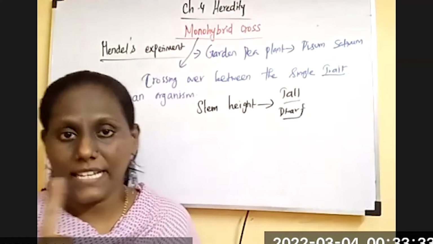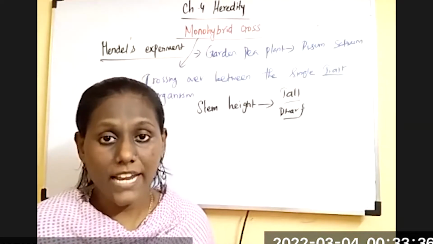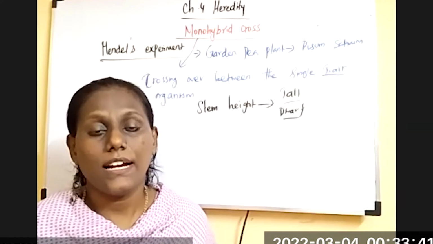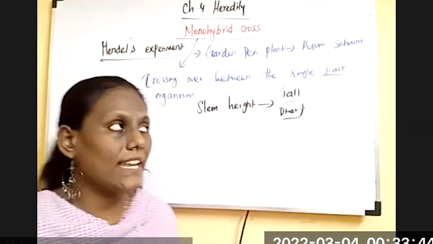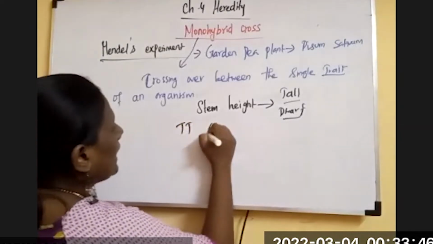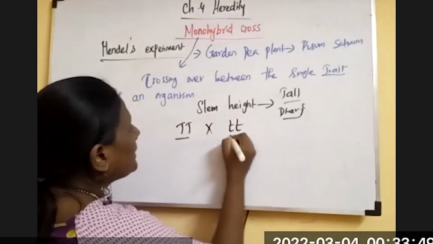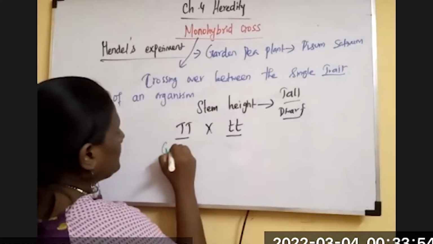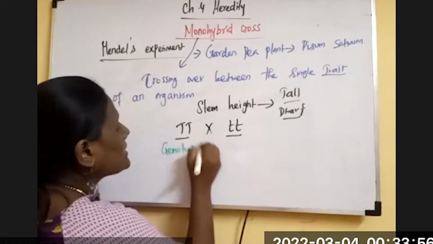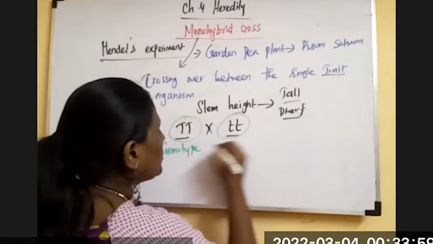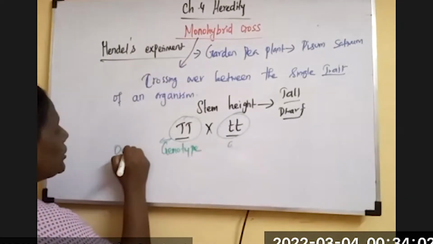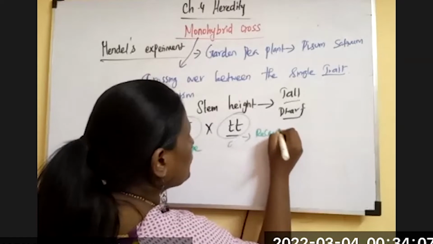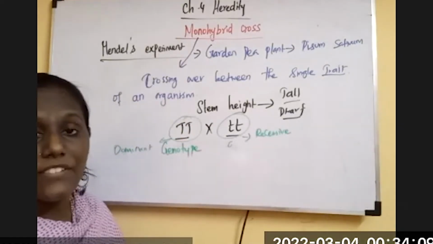Here he has taken a single character called stem height, which exists in both tall and dwarf. So he has taken a pure plant. Pure plant means a tall plant and a dwarf plant, the capital T and the small t. This is called the genotype, because it is the gene set which expresses the character. The capital T expresses the dominant, and the small t expresses the recessive. So from this you would have understood which is dominant and which is recessive.